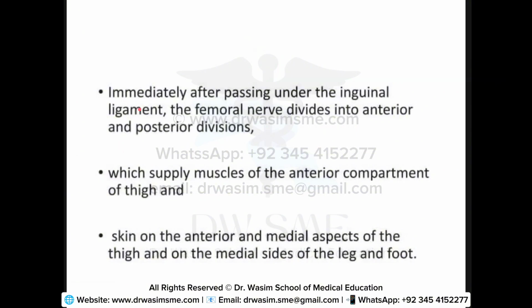So immediately after passing under the inguinal ligament, the femoral nerve will be dividing into the anterior as well as the posterior branches. Upon entering the femoral triangle, it is going to divide into anterior and posterior divisions, and they have specific innervations. They are going to supply the muscles of the anterior compartment of the thigh, and this is the motor innervation. So, femoral nerve is a mixed nerve. It has two types of innervation. It has motor as well as sensory.